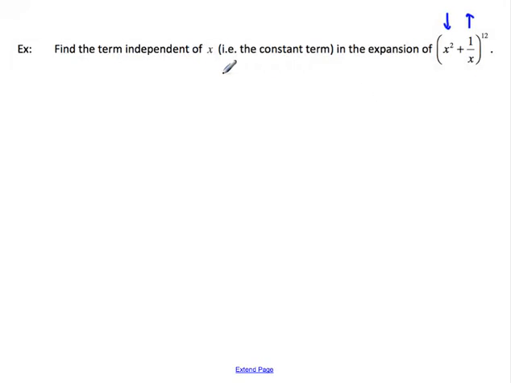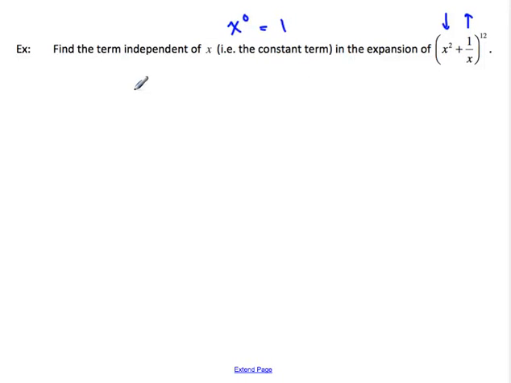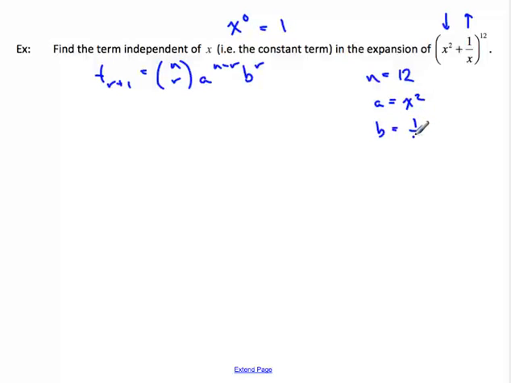The key to this kind of question is to approach it the same as we did the one before, but think of the term independent of x as being the one with an x to the power of 0 in it, because x to the power of 0 is equal to 1. So now we can approach this question in the same way we did the last one. We know that any term in the expansion is equal to n choose r times a to the power of n minus r, b to the r, and that's going to be the r plus 1th term. And we know that in this case, n is equal to 12, a is equal to x squared, b is equal to 1 over x, which we can also write as x to the power of negative 1, and r is what we don't know.